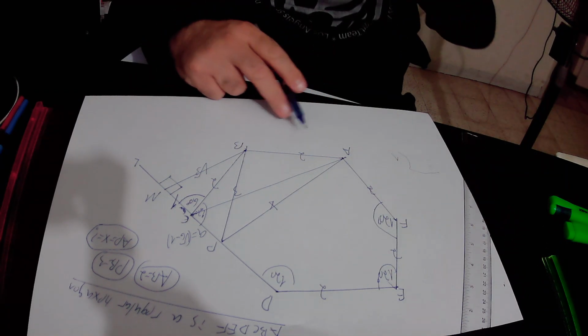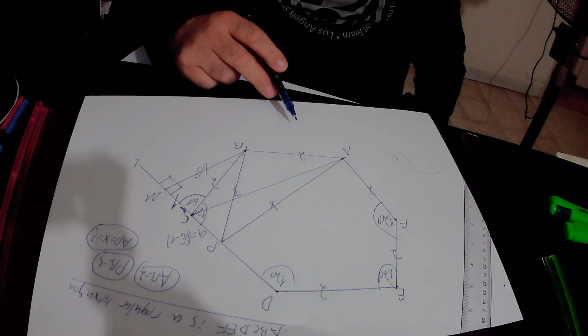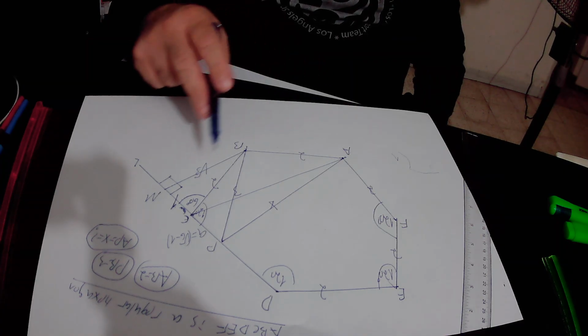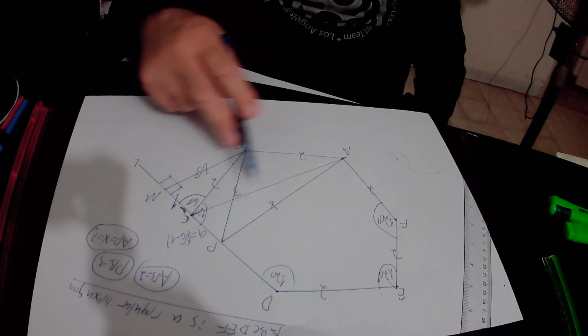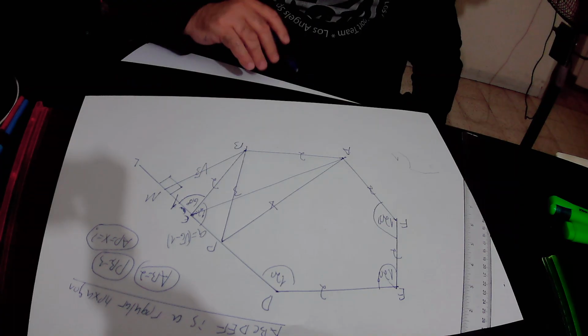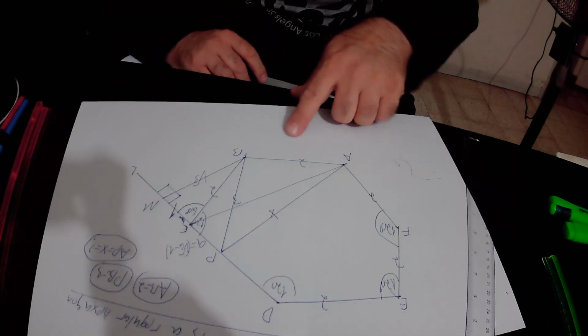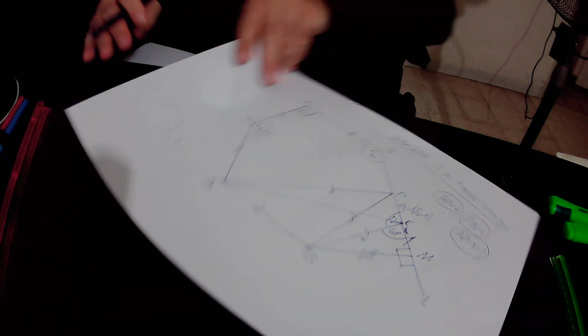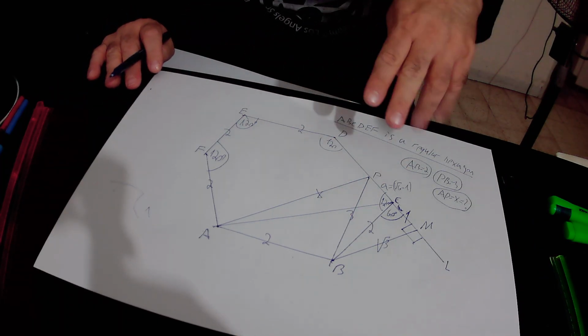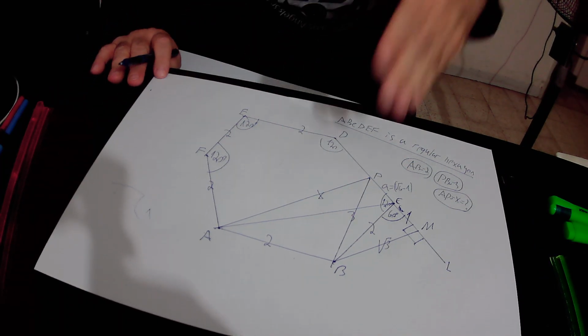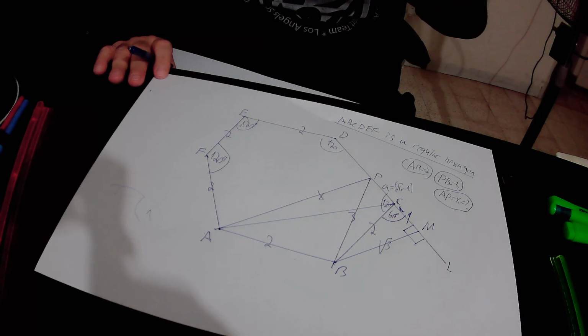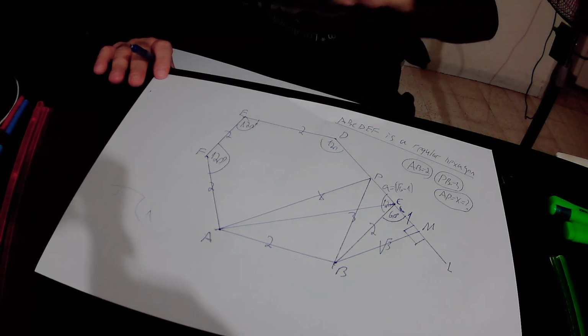By joining points A and C, we created a triangle ABC. Okay. So I will copy this triangle ABC in a new page and we'll implement here the law of cosines.